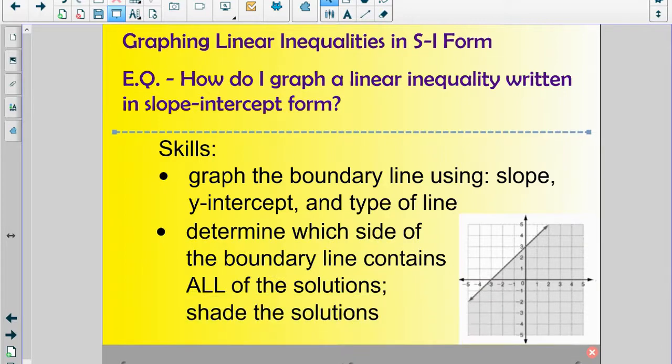We will also need to talk about how to determine which side of the boundary line contains all of the solutions, that half plane that the boundary line kind of breaks the coordinate plane into. One side has all the solutions, one side has all the non-solutions. We, of course, want to shade the side that has all of the solutions.